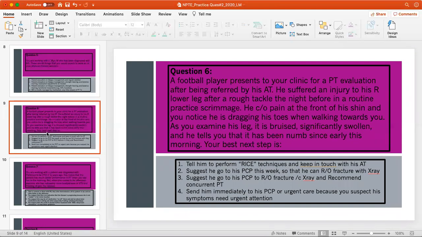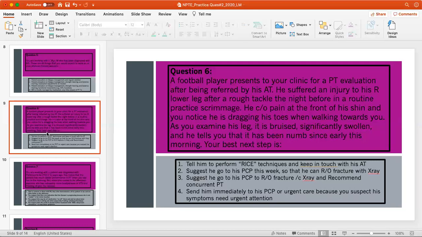Your best next step is to 1, tell him to perform RICE techniques, rest, ice, compression, elevation, and keep in touch with his athletic trainer. 2nd, suggest he go to his PCP this week so that he can rule out a fracture with an x-ray. 3, suggest he go to his PCP to rule out fracture with an x-ray and recommend PT as well. Or 4, send him immediately to his primary care physician or urgent care because you suspect his symptoms need urgent attention.